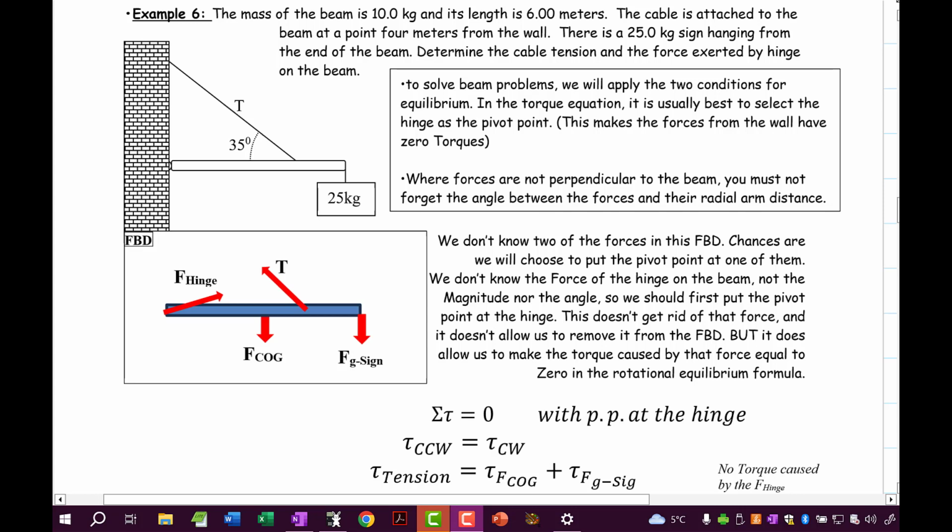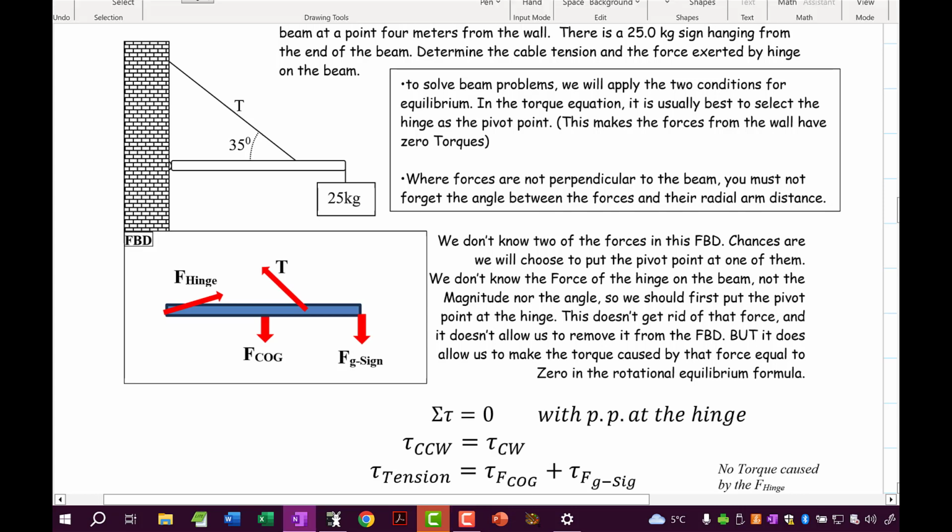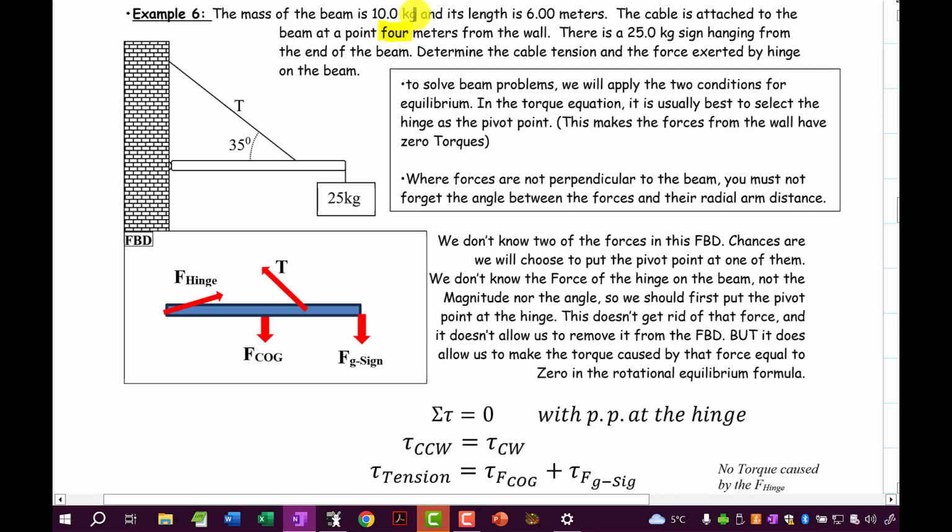The cable is attached to the beam at a point 4 meters. That's hard to see, so I'll highlight it because it doesn't look like a number. It's all spelled out: 4 meters from the wall. There is also a 25 kilogram sign hanging from the end of the beam. Determine the tension in the cable. Eventually we'll look at the forces from the hinge, but we're just going to focus on getting that tension in the cable right now.